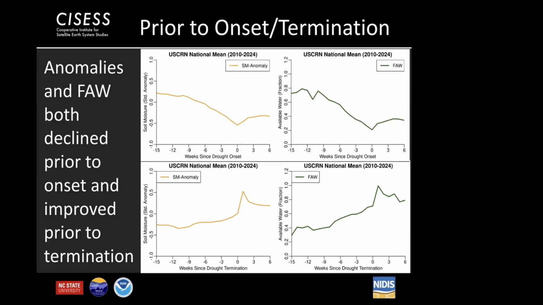Fractional available water, 0.8, is pretty wet. I have a hard time justifying 0.3 standardized anomalies as wet, but it is above normal. It's above the zero for the anomalies.